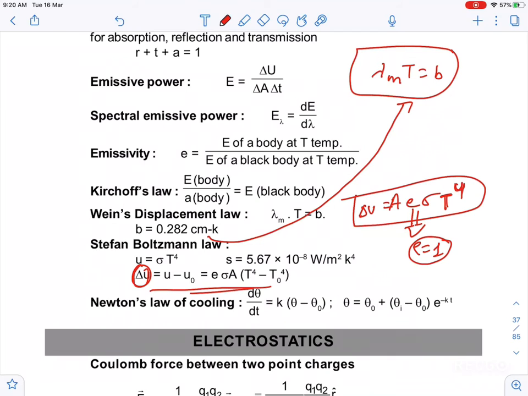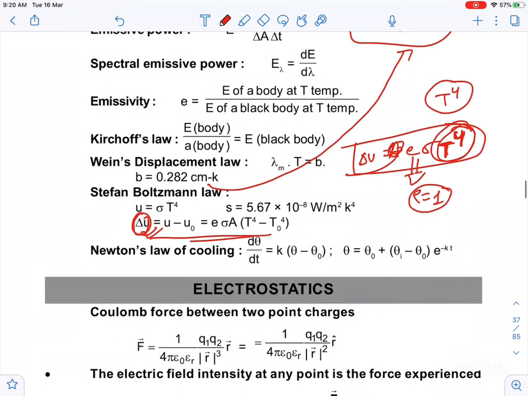This is Stefan Boltzmann's constant formula, guys. The only thing you have to keep in mind is temperature to the power 4. That is the radiated power. Radiated power per unit area can be written as, guys, temperature to the power 4, because the area you can write this side.